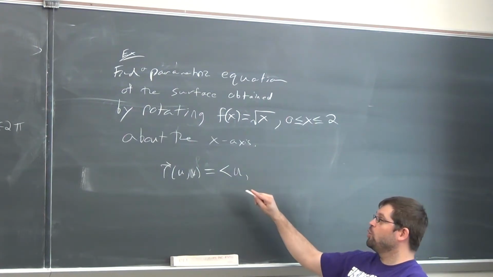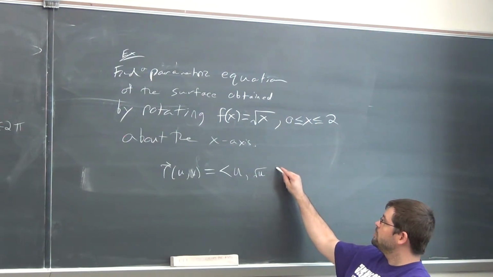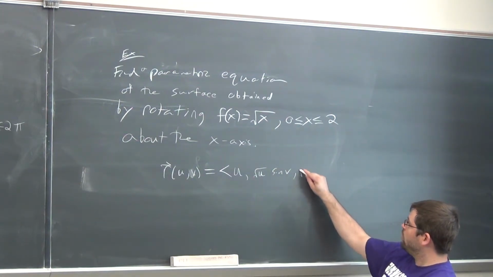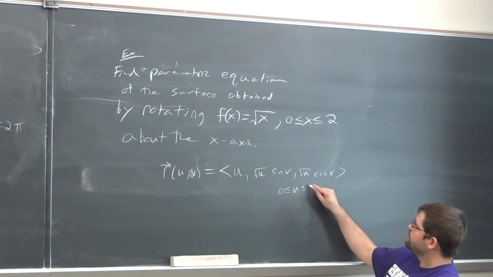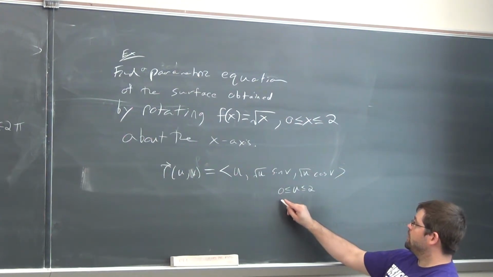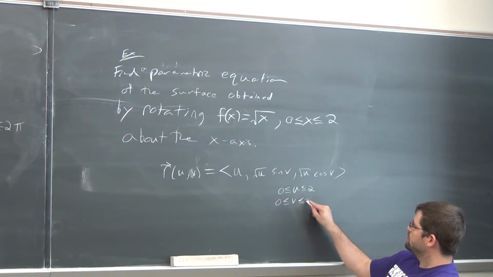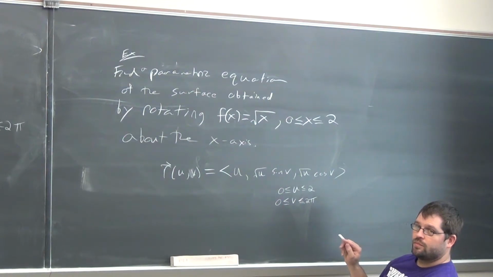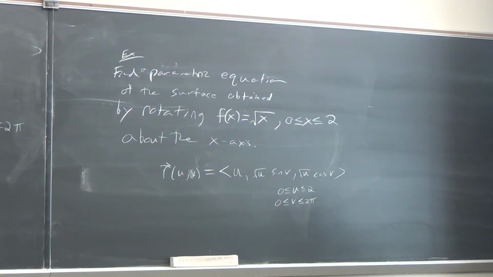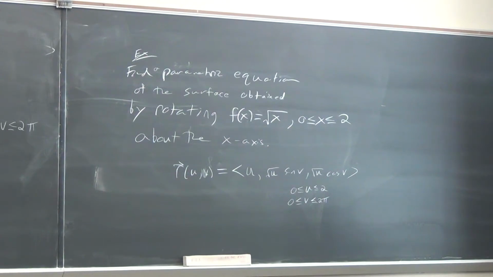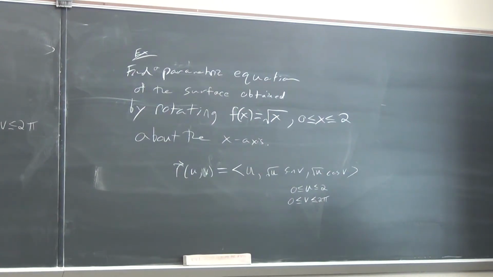Let's just do it this way. U, and then square root of u, sine of v, comma, square root of u, cosine of v, right? And then the u's range from 0 to 2, and then the v's range from 0 to 2 pi. That make sense? So let's just confirm that this is what we think it should be. So u, square root of u sine of v, and then comma square root of u cosine of v, x and y in there, u.